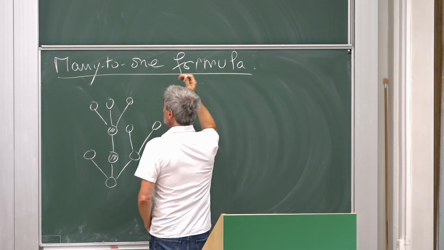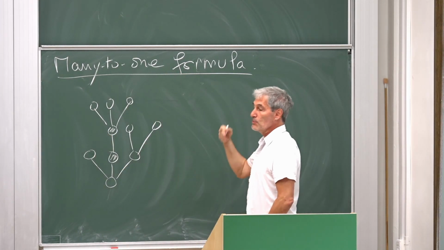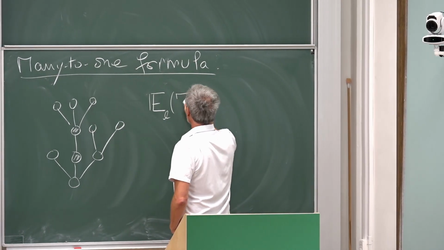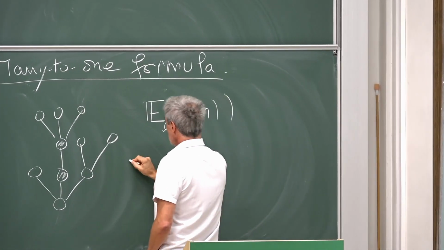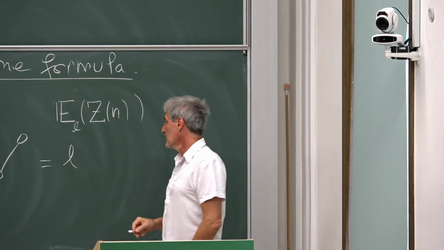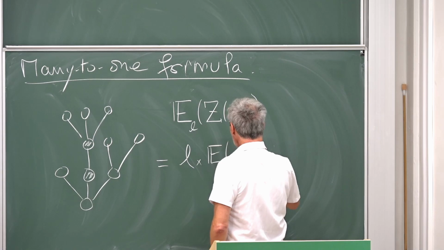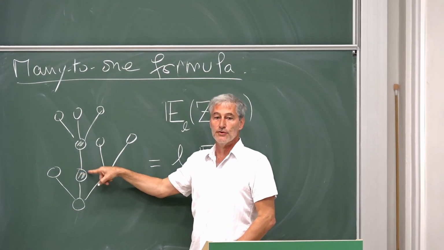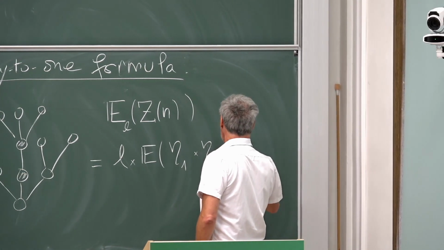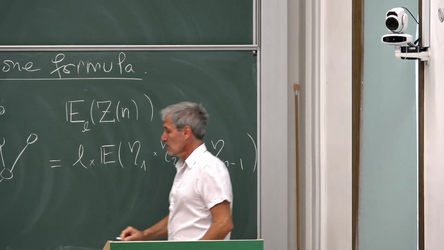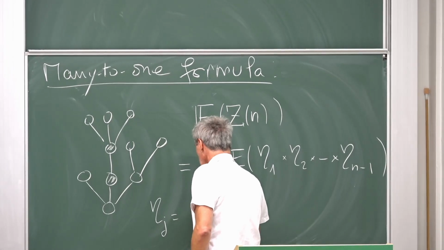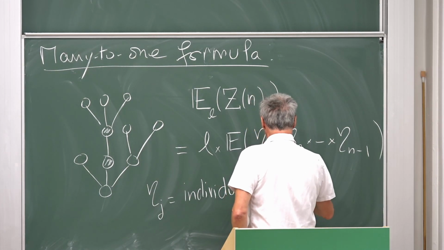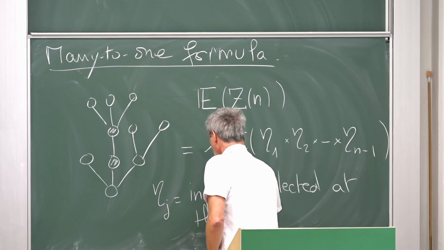Okay, so the many-to-one formula in this setting, which does not use any branching property and is true in full generality, says that when you start with L children, the expected value of Zn can be expressed as L, the number of children of the ancestor, times the expected value of eta1, where eta1 is the number of children of the child that you have chosen uniformly at random, times eta2, etc., times eta n minus 1. Here eta j is the individual, or the vertex, selected at the jth generation.